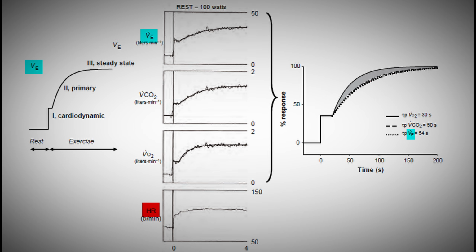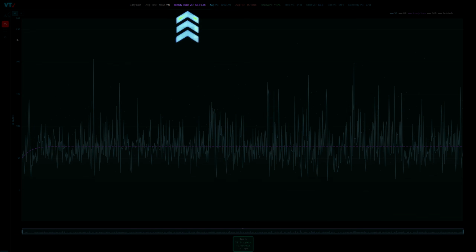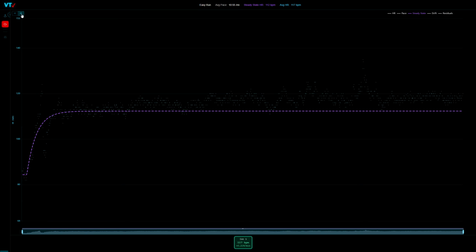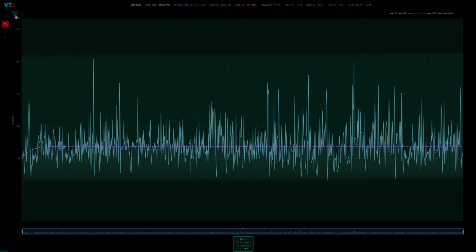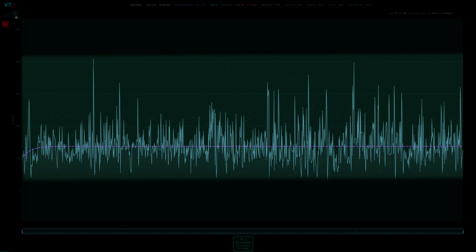There's a lot of complexity to this protocol that I won't get into in this video, but basically this function analyzes your data and solves for what your breathing or heart rate should look like if you're in perfect steady-state homeostasis. So in this case, my projected steady-state ventilation is around 69 liters per minute and my steady-state heart rate is 113 beats per minute. But as you can see, my data spikes up and down around the steady state line continuously throughout the run. So how do we make sense of it?